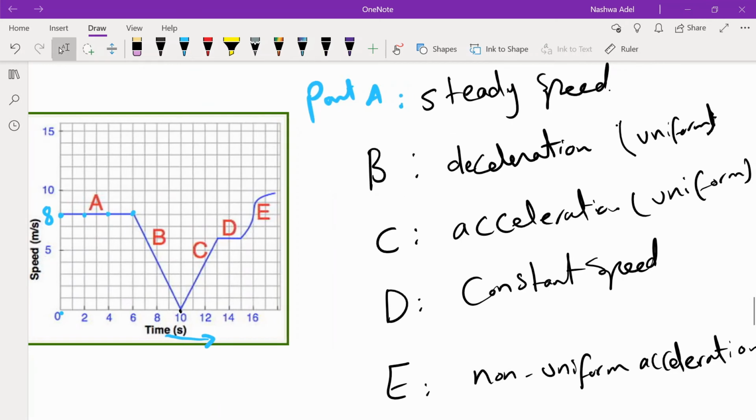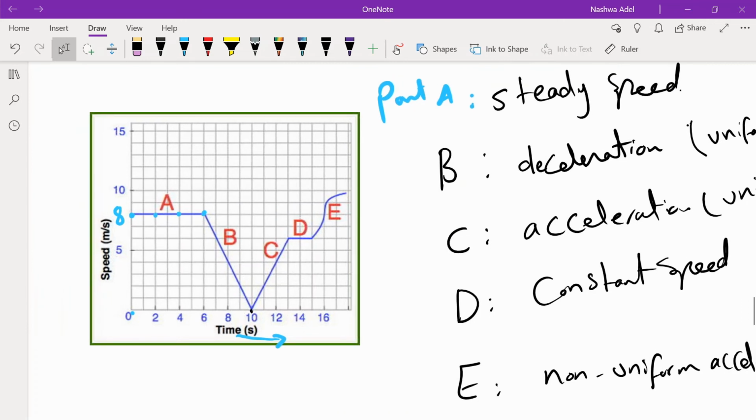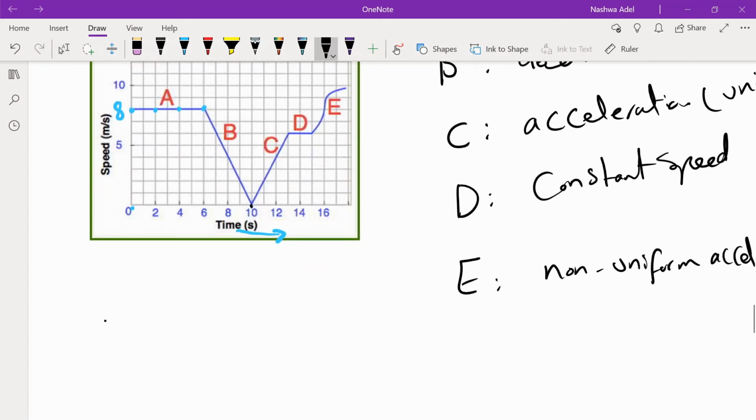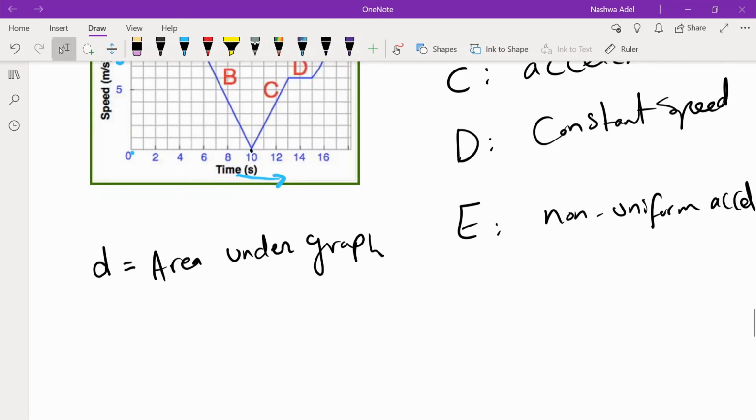Here I want to show something which is very, very important to answer questions. Here in the speed-time graph, we can calculate the distance. Okay, so the distance covered can be calculated only from the speed-time graph. Don't forget, we calculate it by calculating the area under the graph. Okay, so the distance is the area under the graph.